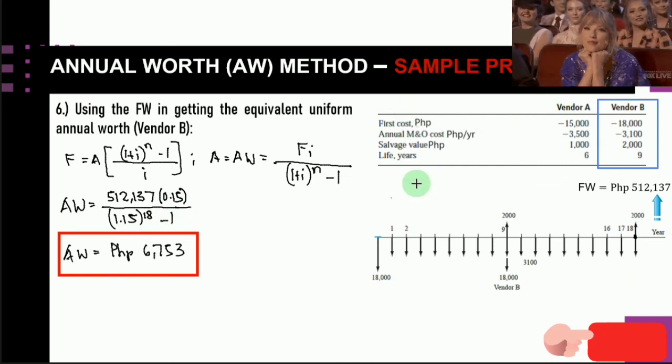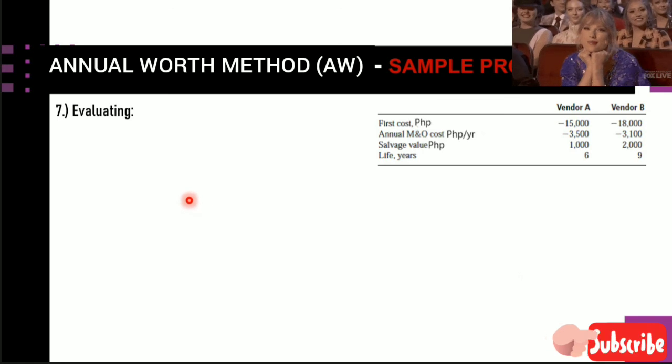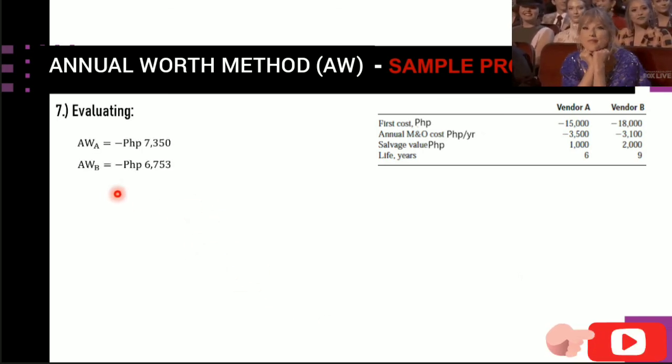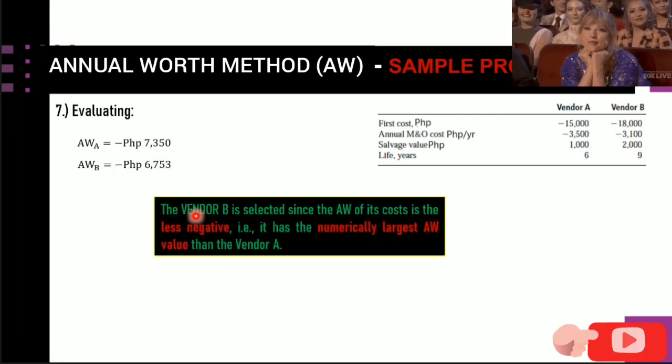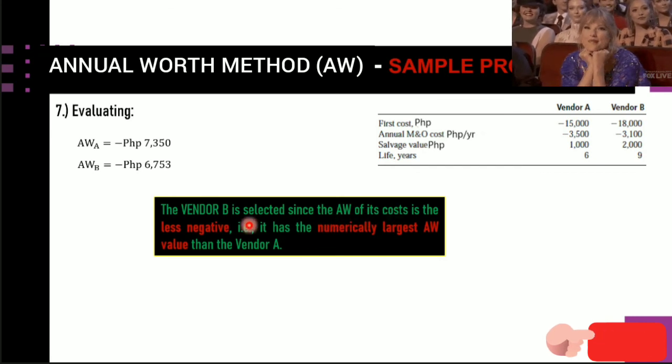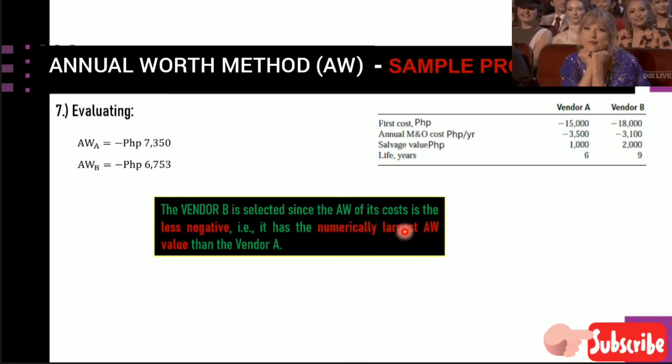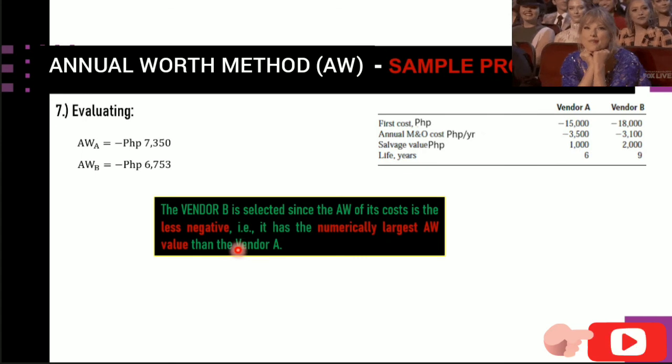And we can now evaluate the two vendors. Proceeding with the evaluation, our annual worth of vendor A is equal to negative 7,350, and for vendor B it is equal to negative 6,753. Based on our criteria, we need to determine the less negative and the more positive. In this case we have negative values, so we need to consider the less negative. The less negative is the annual worth value of vendor B, 6,753. Therefore vendor B is selected, since its annual worth cost is the less negative, that is, it has the numerically largest annual worth value compared to vendor A.